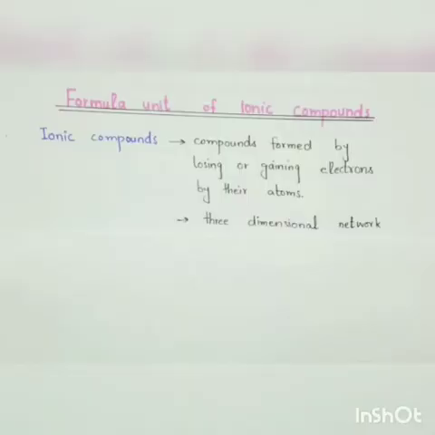Dear students, now we are going to discuss formula unit of ionic compounds. But before discussing formula unit of ionic compound, first we have to discuss ionic compounds. The compounds which are formed by losing or gaining electrons by their atoms are called ionic compounds. As we have studied earlier, ionic compounds exist in a three-dimensional network. It means each ion is surrounded by oppositely charged ions in such a way as to form an electrically neutral compound.